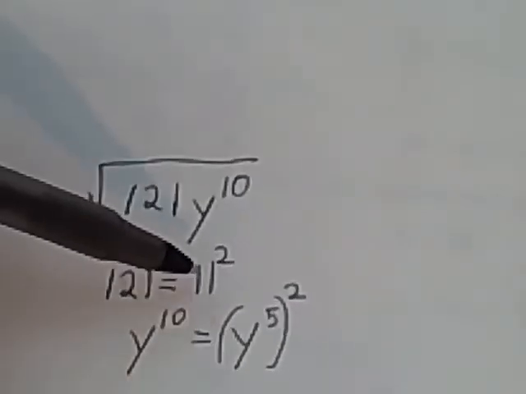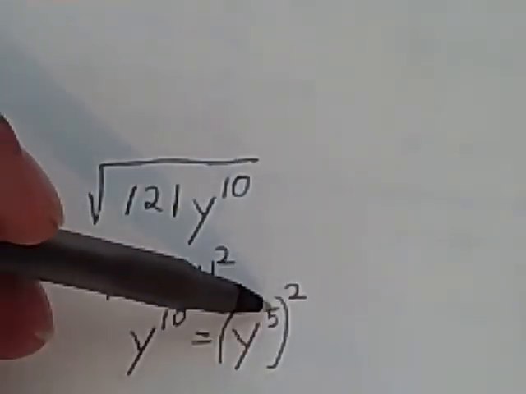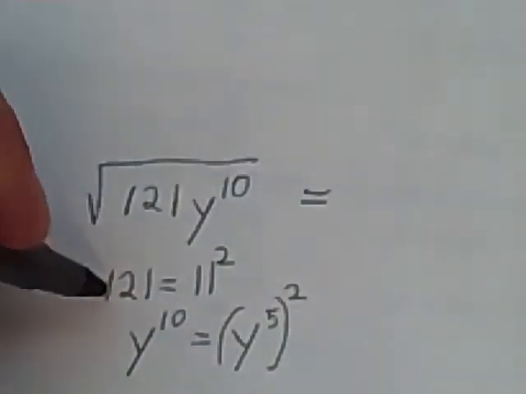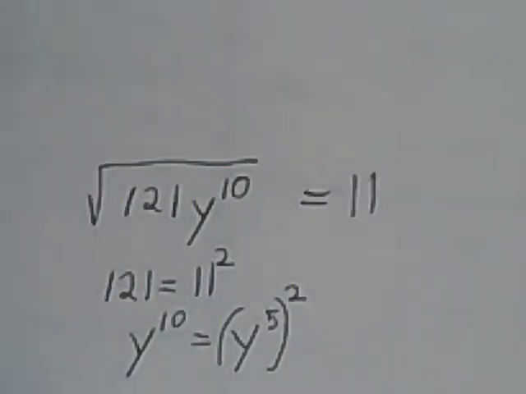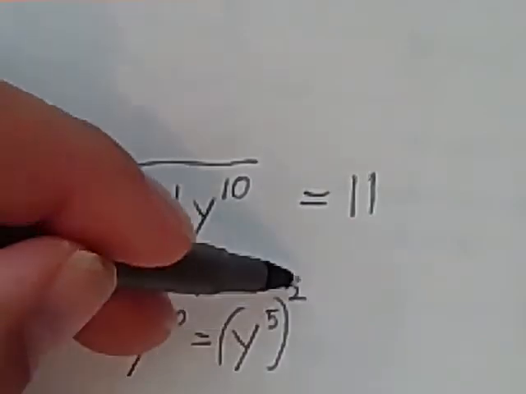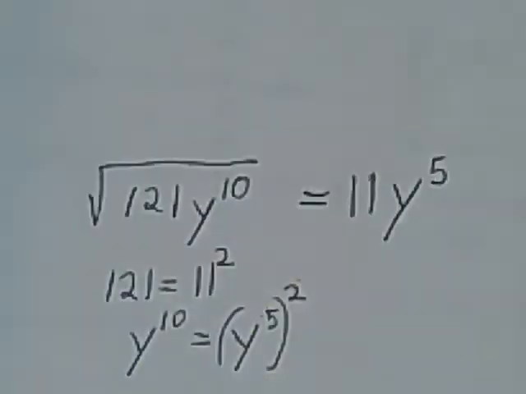So we're going to take the square root of 11 squared, and we're going to take the square root of y to the 5th power squared. And that will give us: the square root of 11 squared is 11. The square root of y to the 5th power squared is y to the 5th power.